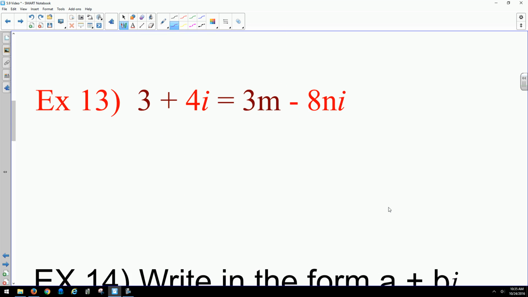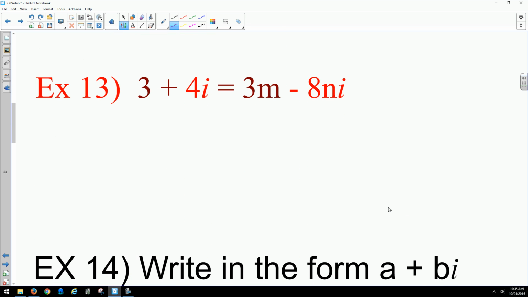I was going to have you do number 13, but I kind of want to show you this one. So notice that I have a complex number right here, 3 plus 4i, and all this nonsense over here. This problem is actually kind of easy. You just have to kind of break it down. So what I'm going to do is set the real part of the complex number equal to each other. So I'm going to have 3 is equal to 3m. So the directions for this would be to find m and n. And so I'm going to divide both sides by 3, m equals 1.